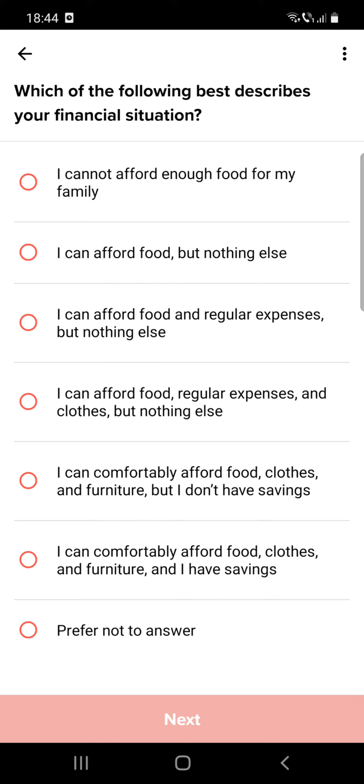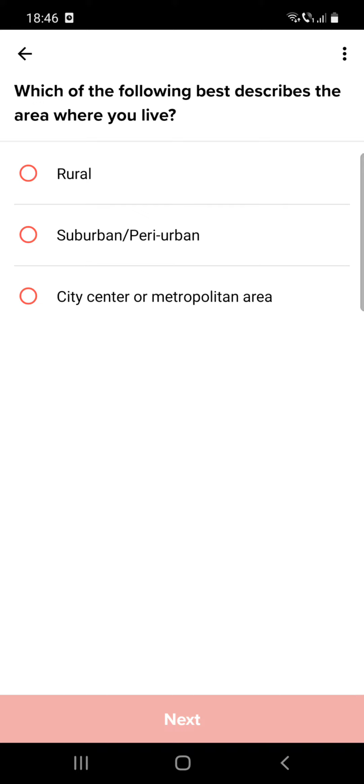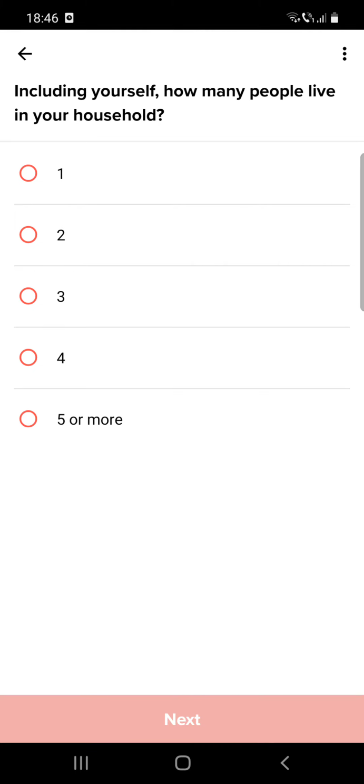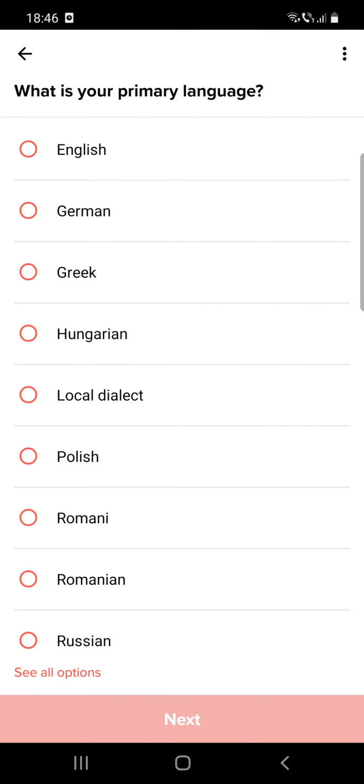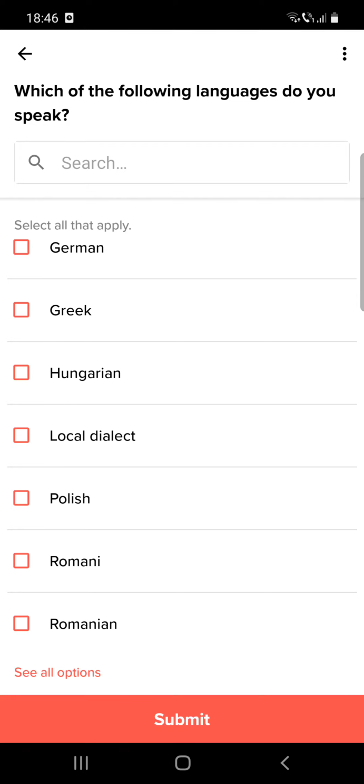Which of the following best describe your financial situation? Alright, prefer not to answer. Please describe your living situation. Which of the following best describe the area where you live? Including yourself, how many people live in your household? What is your primary language? Which of the following languages do you speak?